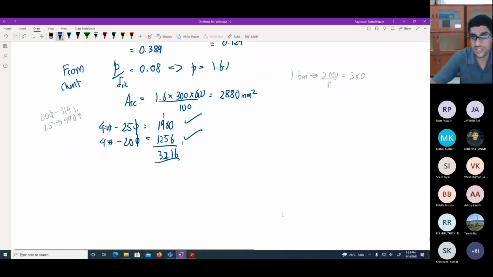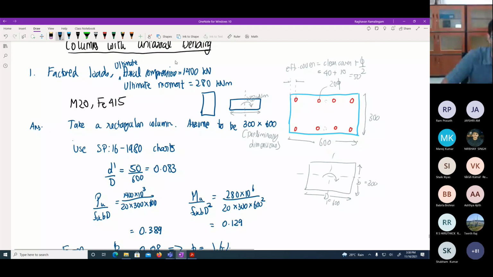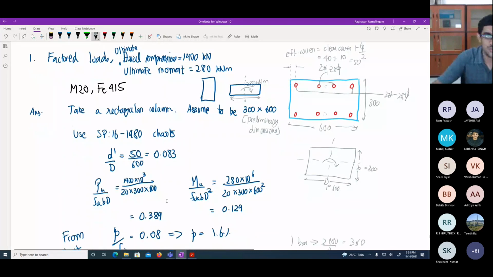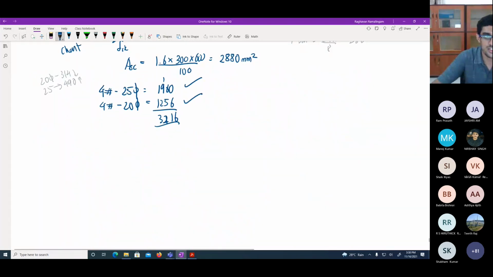So how we'll arrange it is the exterior walls will be 28 diameter bars. So basically this and this will be 2 numbers of 28, and this and this will be 2 numbers of 20 diameter bars. So the reinforcement is done. Next is only to check the ties.